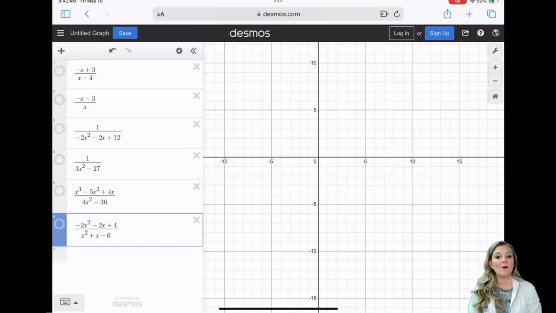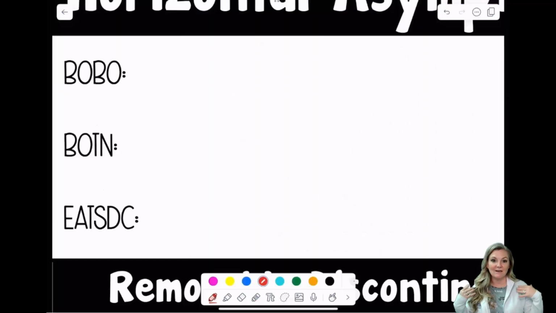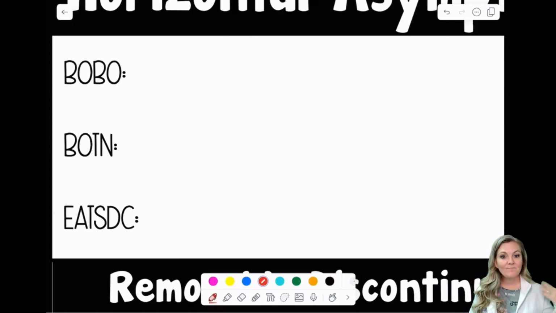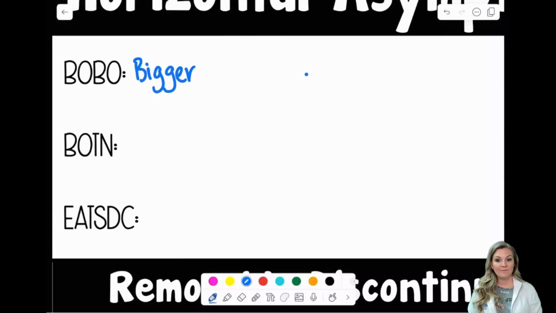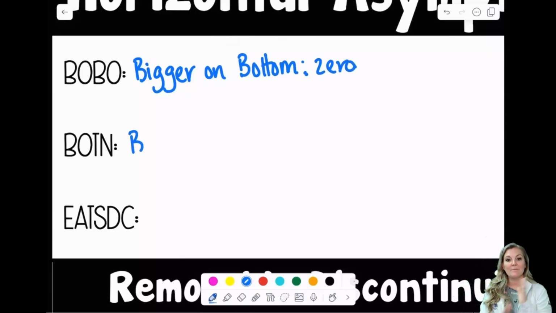So now let's talk about horizontal asymptotes and where we find them. There's a great mnemonic that I did not create called BOBO, BOTN, EATSDC, and it stands for certain things. BOBO stands for bigger on bottom. Your horizontal asymptote is going to be 0. We don't yet know what we're talking about being bigger. We'll get to those examples in just a second, but for right now, just know that BOBO stands for bigger on bottom.